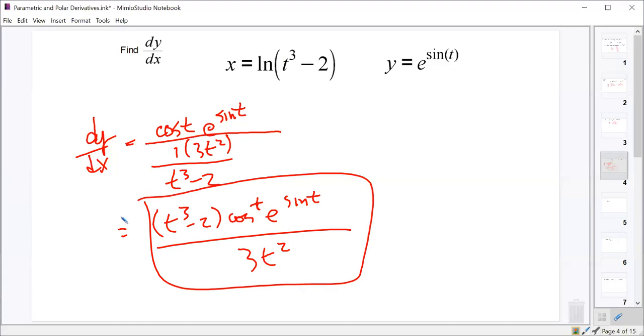And if I said, what's the slope of the tangent line for t equals 1? Well, all you do is you plug in t equals 1 and get some number, or t equals 5 or 2 or something like that. Find the slope of the tangent line. Good? Easy?